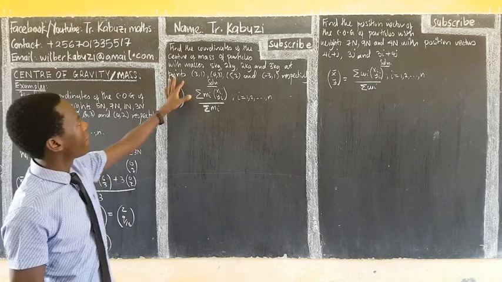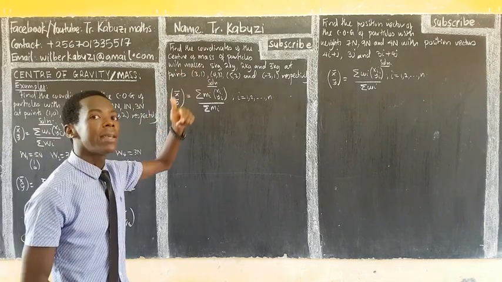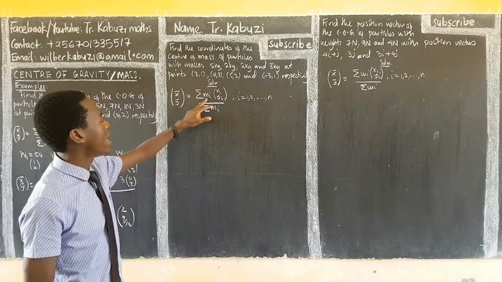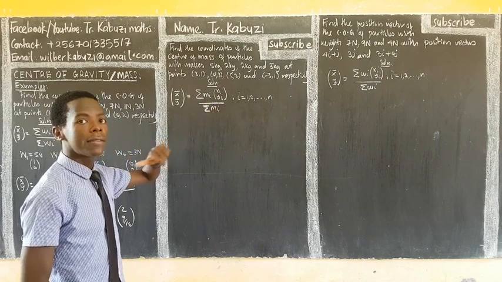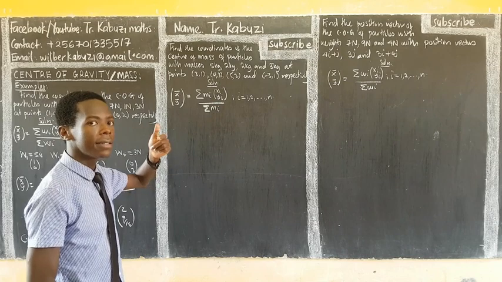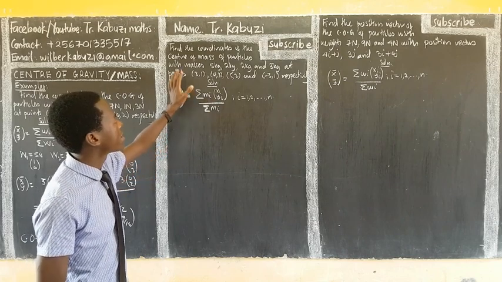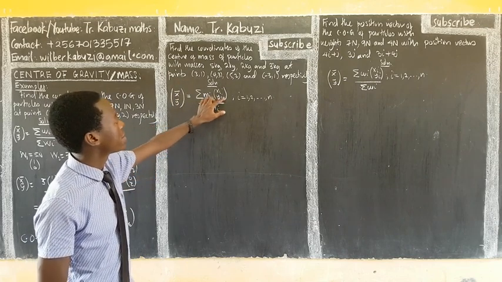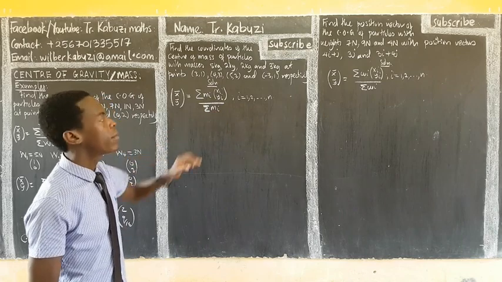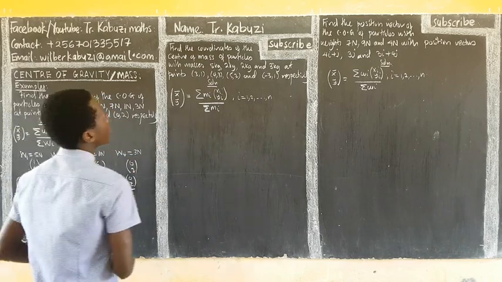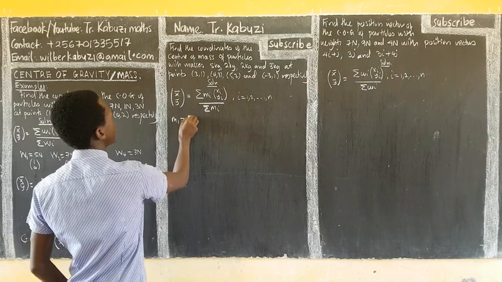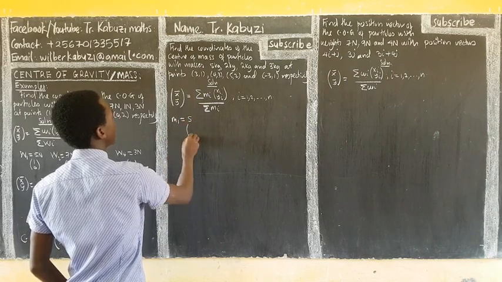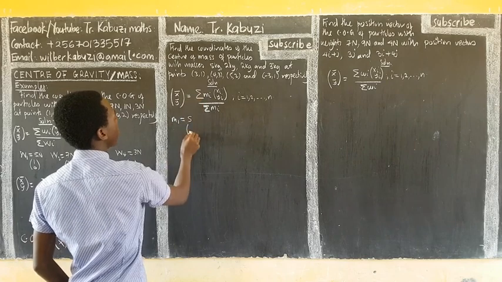Now this one, find the coordinates of the center of mass. Now they are talking about mass. That's why now I have m instead of W. W works for the center of gravity. Then for the center of mass, we get the masses times their corresponding coordinates over the sum of those masses. So the first mass, m1, is 5. The corresponding coordinate is (3, 1).